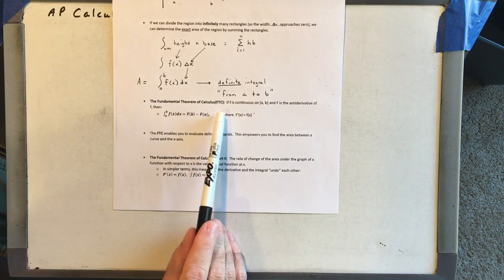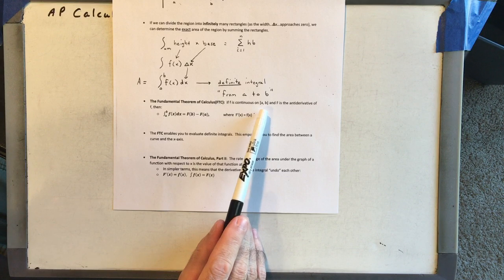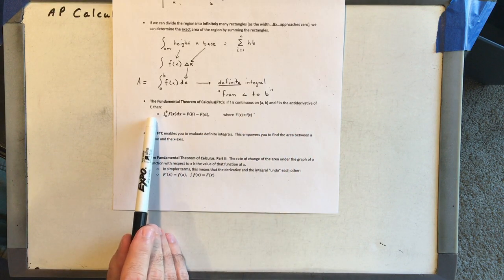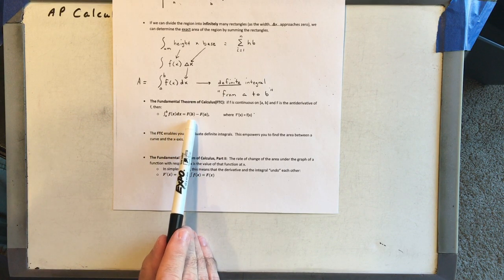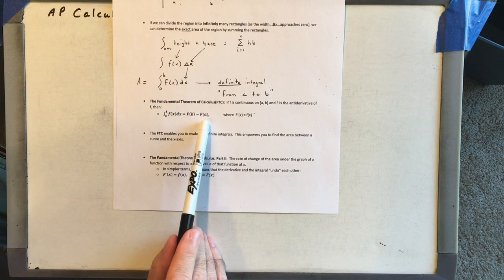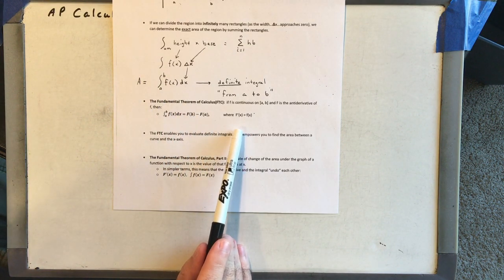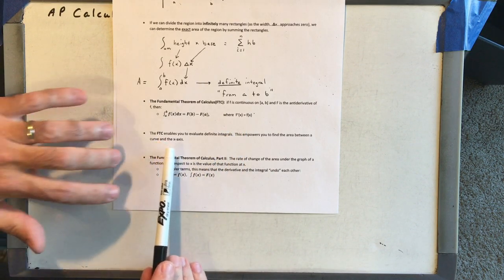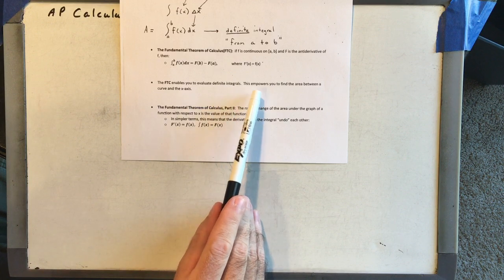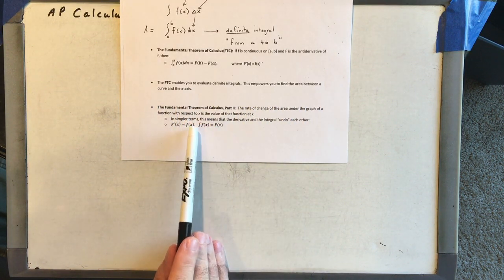So that's the fundamental theorem of calculus, FTC. If f is continuous on the interval A to B and big F is the antiderivative of f, then you take the antiderivative and plug in B and subtract the antiderivative and plug in A, and that will give you the area. So the fundamental theorem of calculus enables you to evaluate definite integrals and empowers you to find the area between a curve and the x-axis.